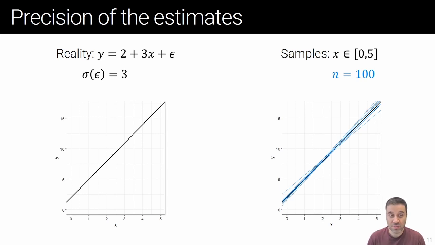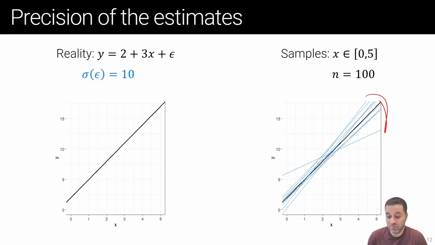What happens if it turns out that in reality, there's more variation in the data? So this epsilon doesn't have a standard deviation of 3 in this case, it's something larger, something like 10. Then we see we're back to a lot of variation in the linear model. So any given data set might differ substantially from the optimal model.